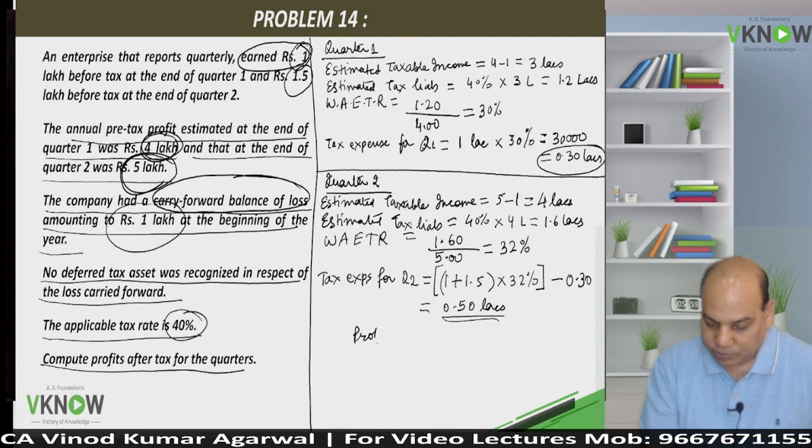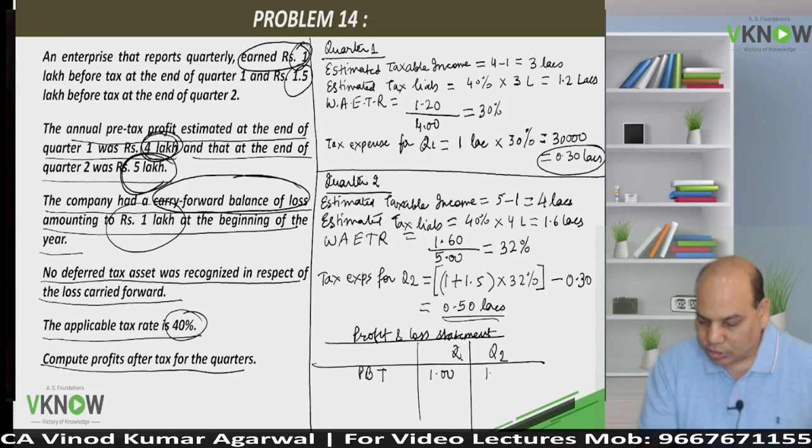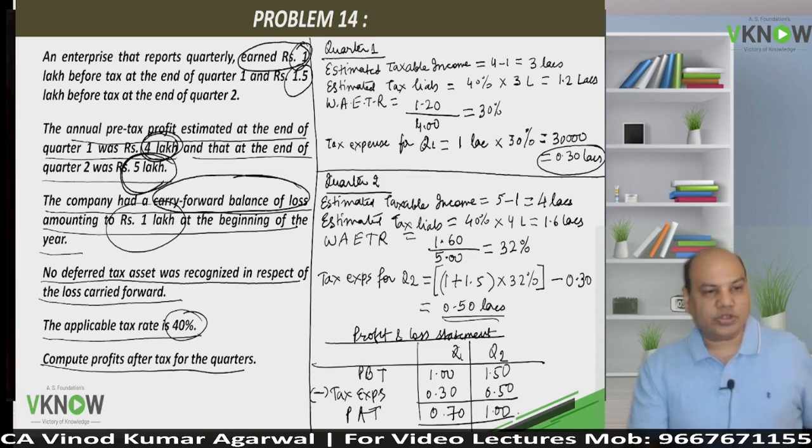Now you will prepare the profit and loss statement, quarter 1, quarter 2. Quarter 1 PBT is given in the problem, 1. Quarter 2 is given, 1.5, less tax expense 0.30, 0.50. Therefore, profit after tax is 0.70 and 1.0. This way the students are required to present the answer.